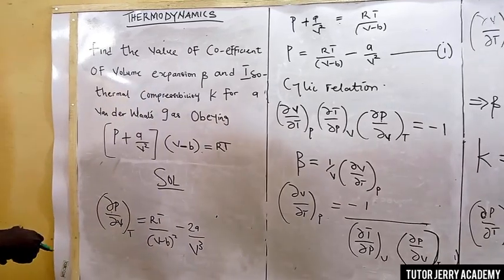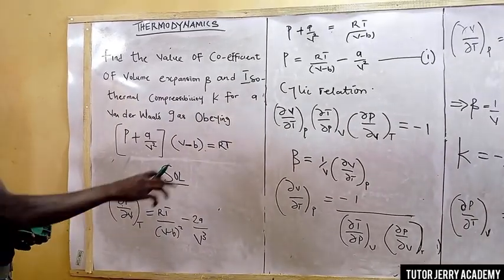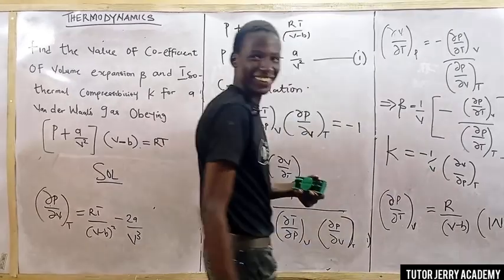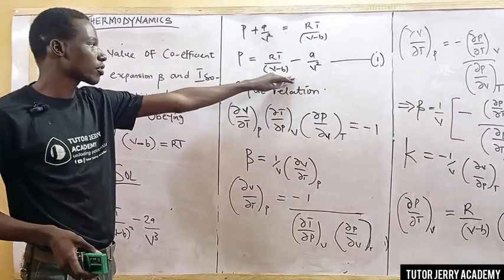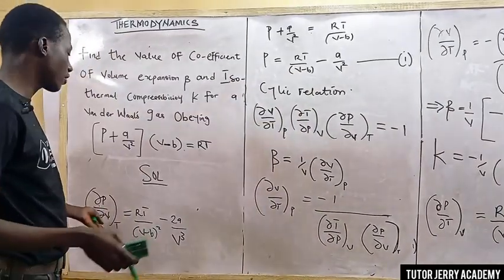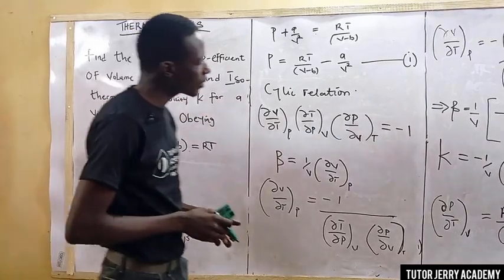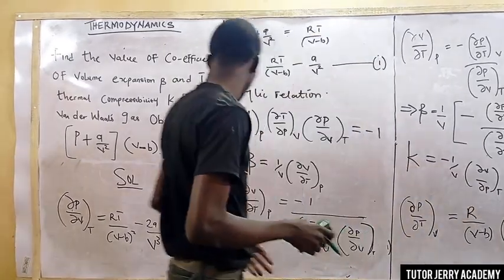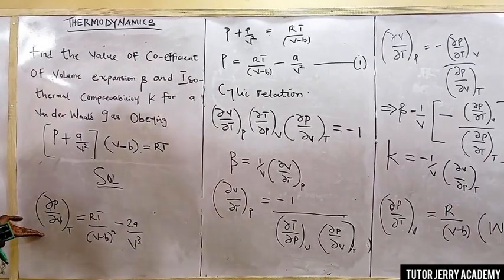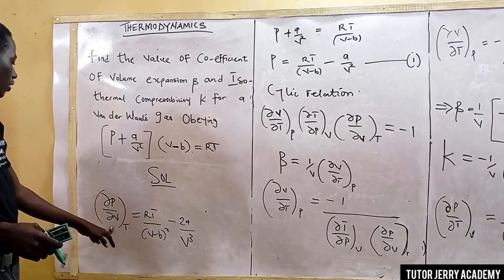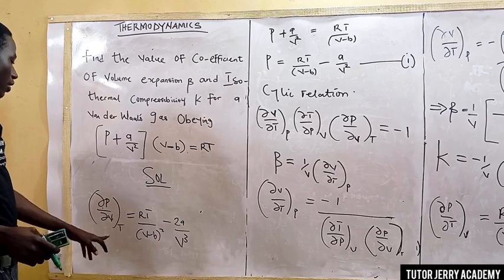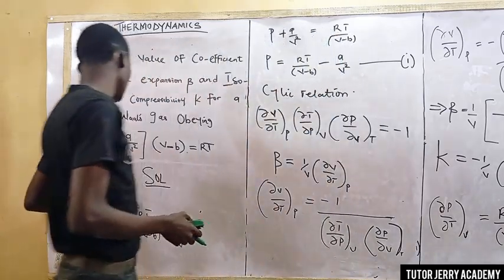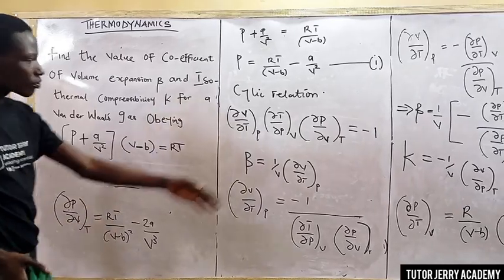So next, we are going to be looking at this equation now. From here, we know that the compressibility factor K is equal to minus 1 over V, the partial of V over P at constant T. Now we can take the inverse of this equation. If we take the inverse, we have the partial of V over T over the partial of P, keeping T constant, which will be this. And then we can now substitute the resultant into this equation.